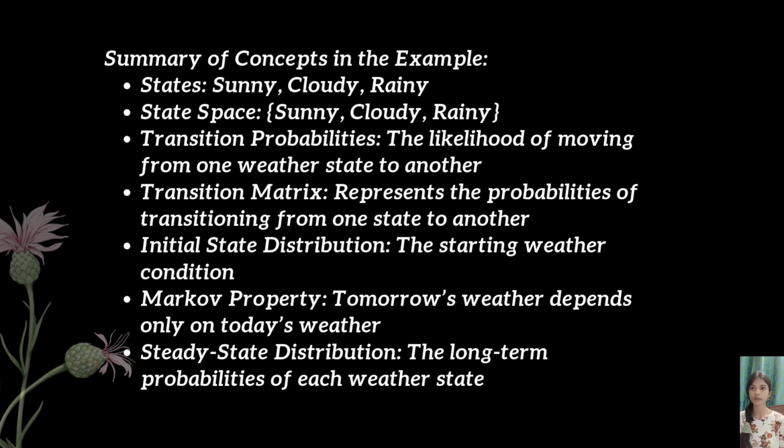Summary of these concepts in the example. States: sunny, cloudy, and rainy. State space: sunny, cloudy, rainy. Transition probabilities: the likelihood of moving from one weather state to another. Transition matrix represents the probability of transitioning from one state to another. Initial state distribution: the starting weather condition. Markov property: tomorrow's weather depends only on today's weather. Steady state property: the long term probabilities for each weather state.